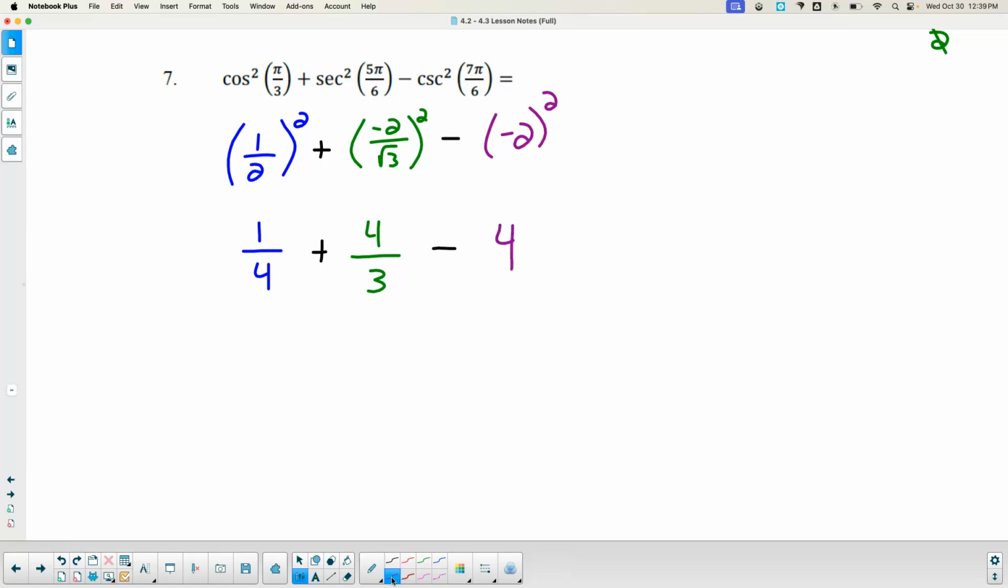How am I going to add and subtract those numbers together? Common denominator. What's my common denominator going to be? 12. How many 12ths is 1/4? 3. How many 12ths is 4/3? 16. How many 12ths is 4? 48. Now that I've got common denominators, what can I do? Add and subtract the tops. 3 plus 16. 19 minus 48. Negative 29 over 12, can that be reduced?